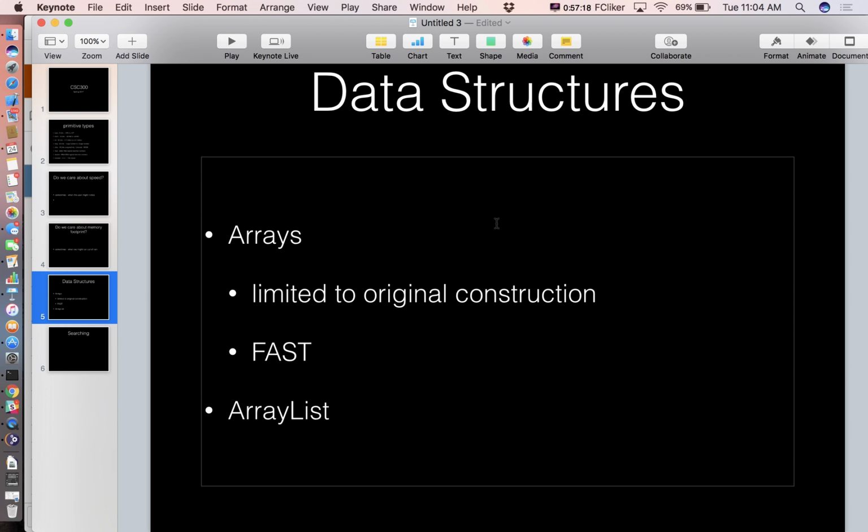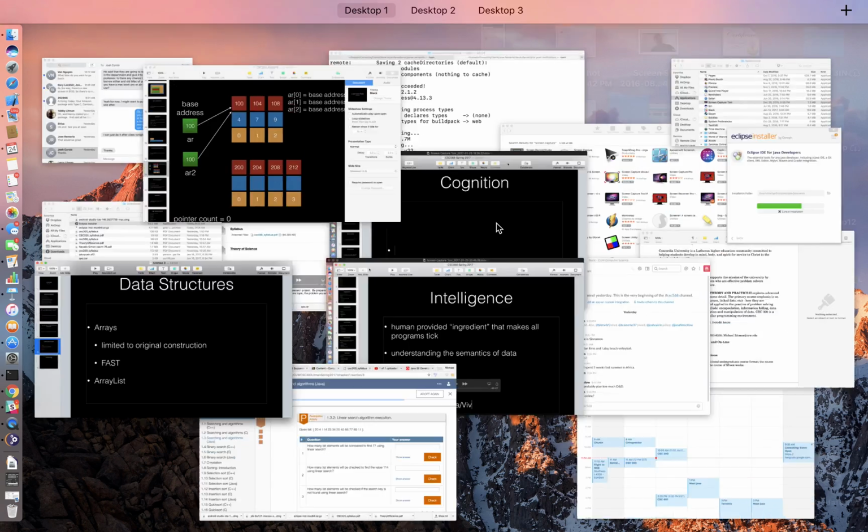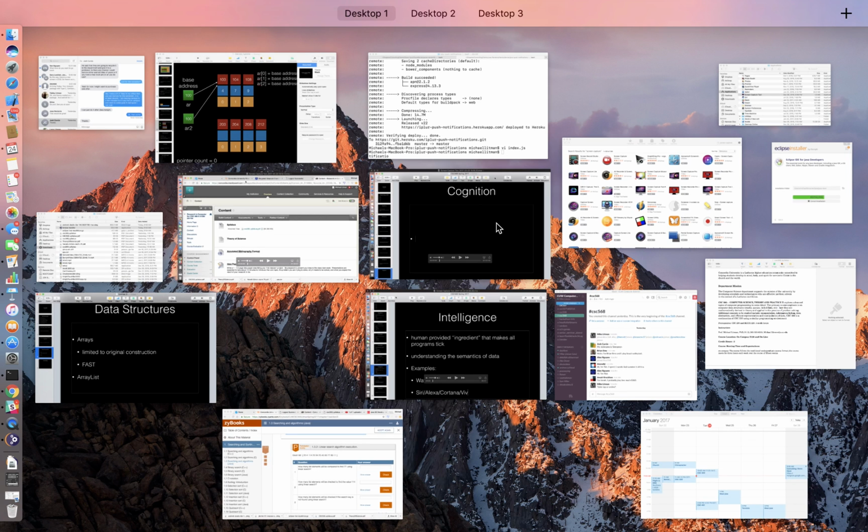Isn't a down swipe supposed to show me the screens of the current application? I mean, this shows me all my screens. Probably a configuration thing I got to go do. Mission control.